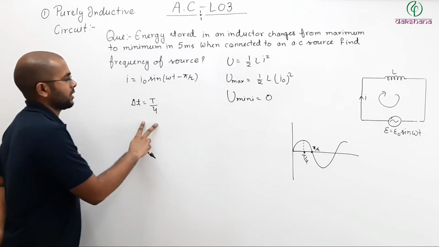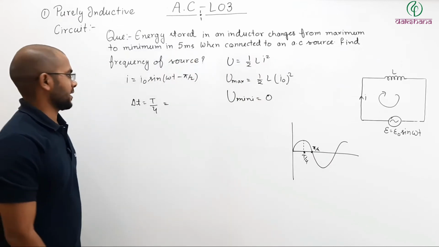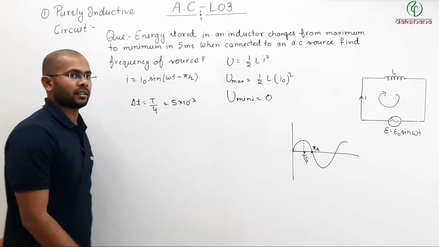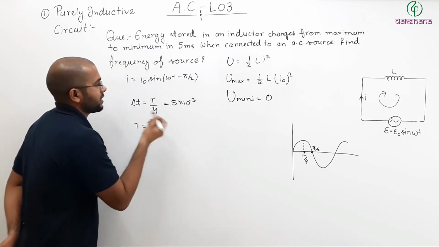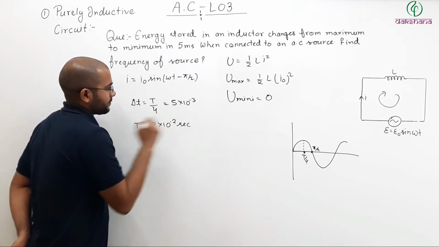So that is T by 4. And delta T is given how much? Delta T is given 5 millisecond, so 5 into 10 to the power minus 3 second. So your time period is how much? Time period is nothing but 2 into 10 to the power minus 2 second.